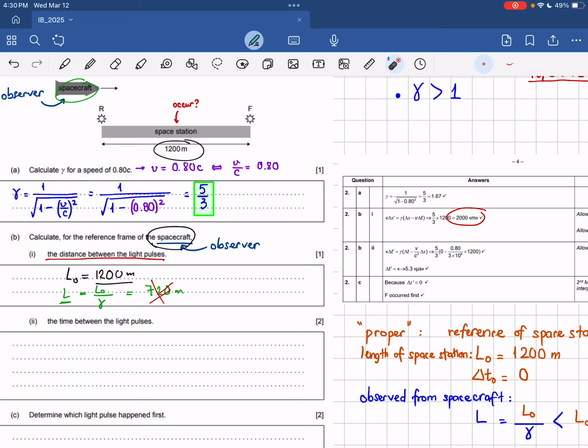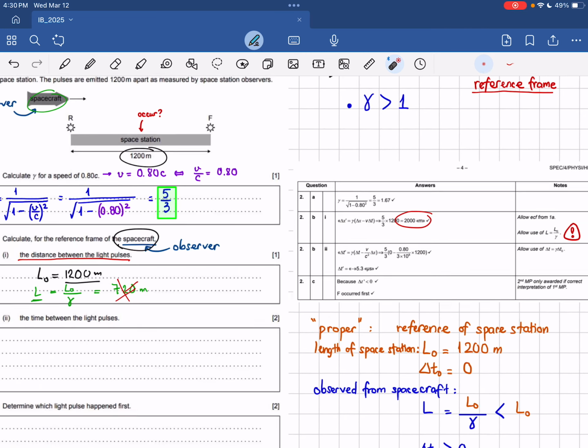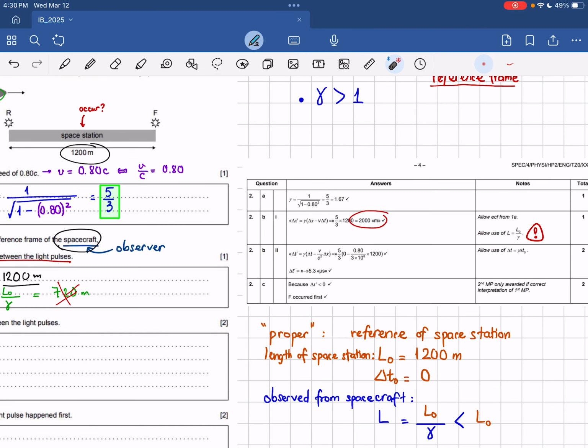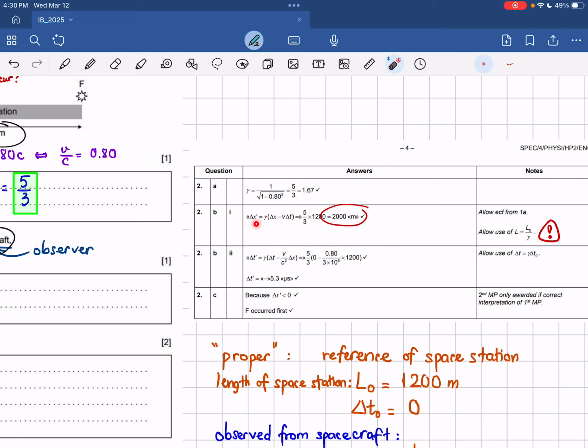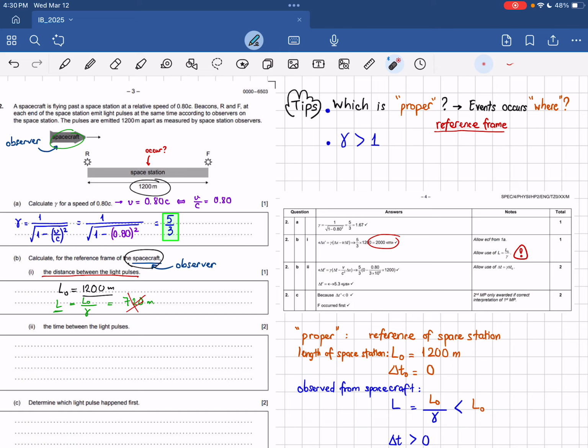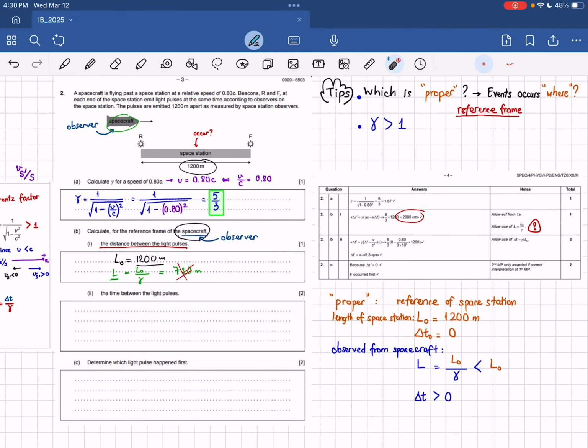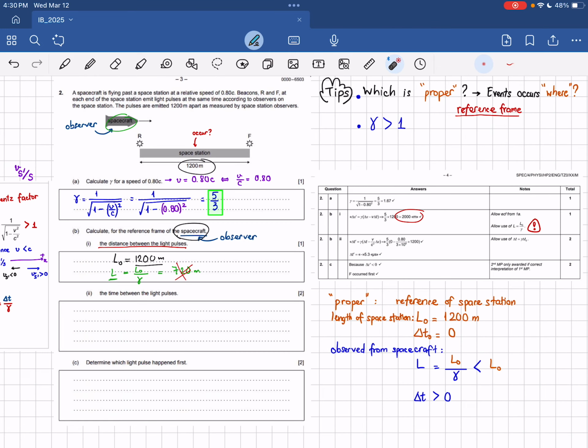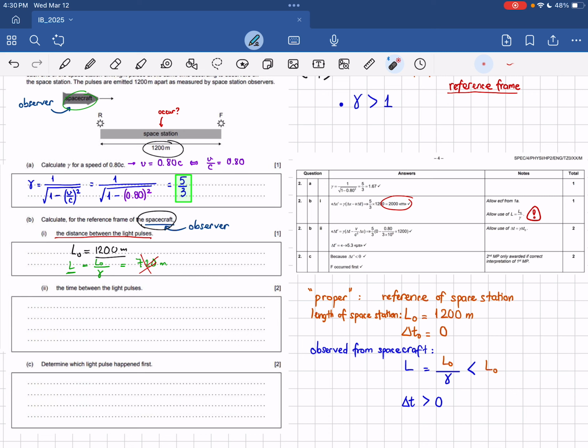So why? Actually, if you check the mark scheme, they provide that we can use this equation, the Lorentz transformation. So let's see how this Lorentz transformation works in detail, and I will show it to you in the very next pages with a lot more details. But before we move on, I want to highlight these things. Here, proper means the reference of the space station. We are kind of on the rear, right?